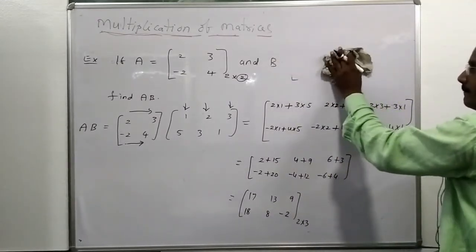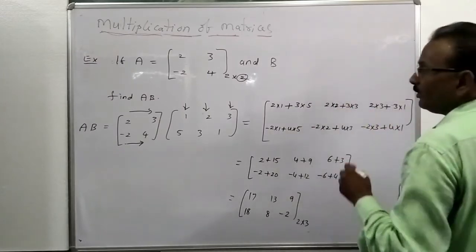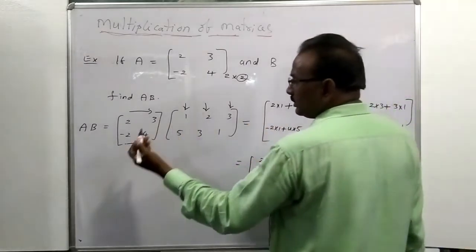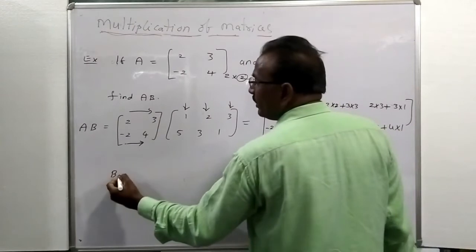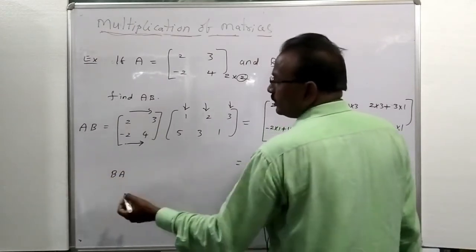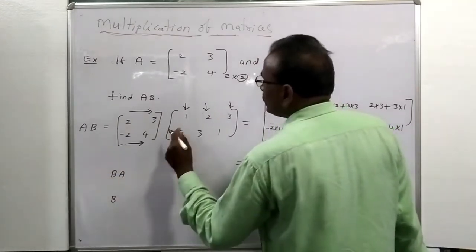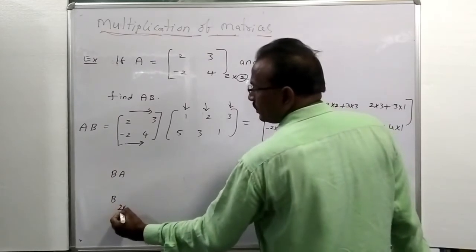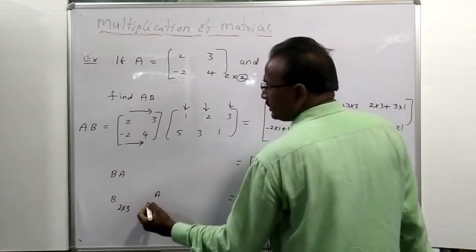Next, B into A. So does B into A exist or not? Suppose here, what is the order of B? Is BA defined or not? So what is the order of B? 2 by 3, and the order of A is 2 by 2.